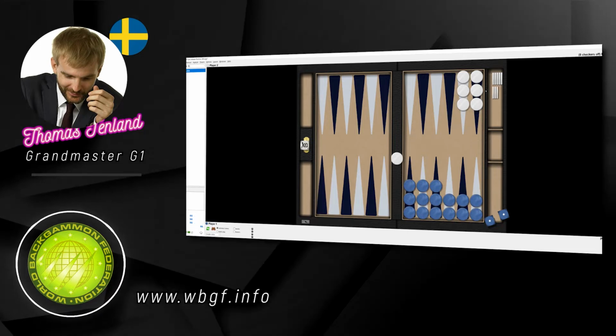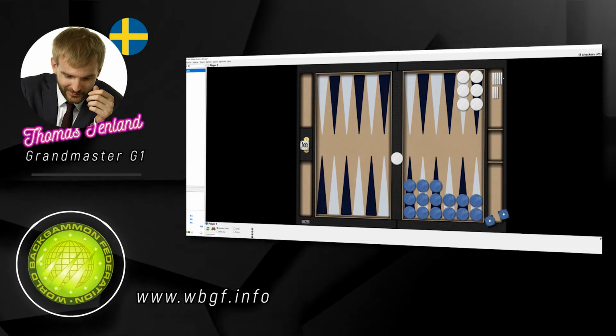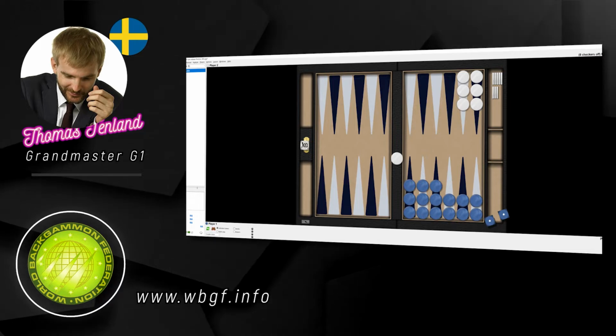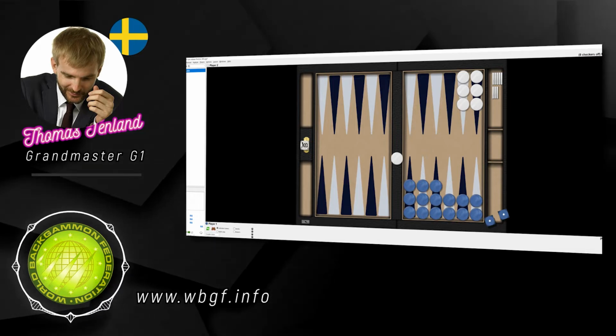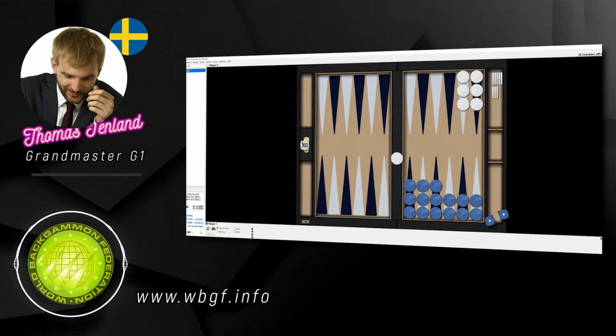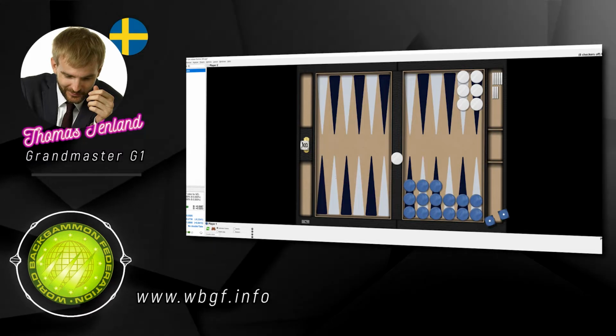So you can also take another one that's very well known: when the person on the bar has 8 checkers off, then it's about a coin flip. It's about 50-50 winning chances. This can also be useful to know.